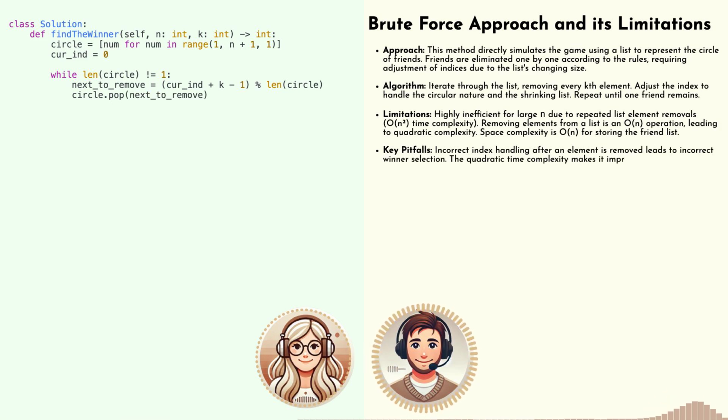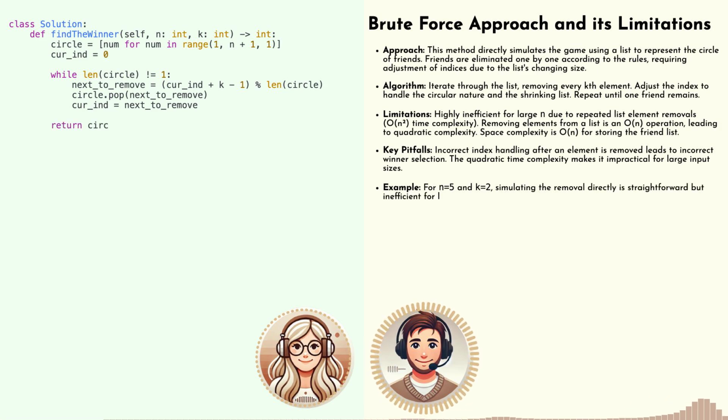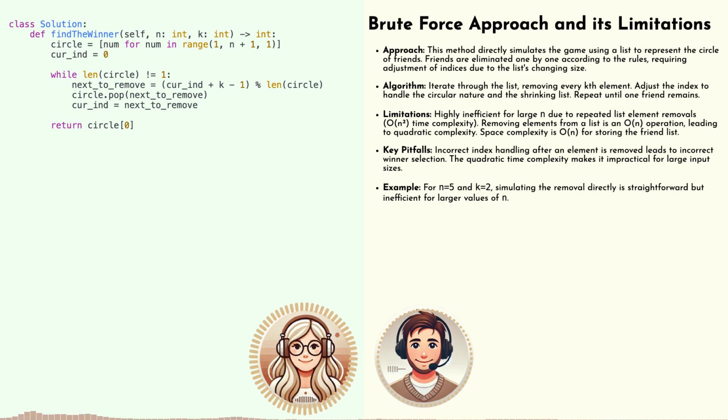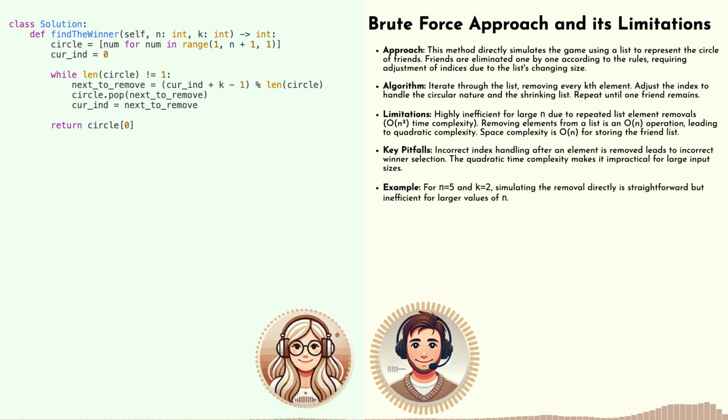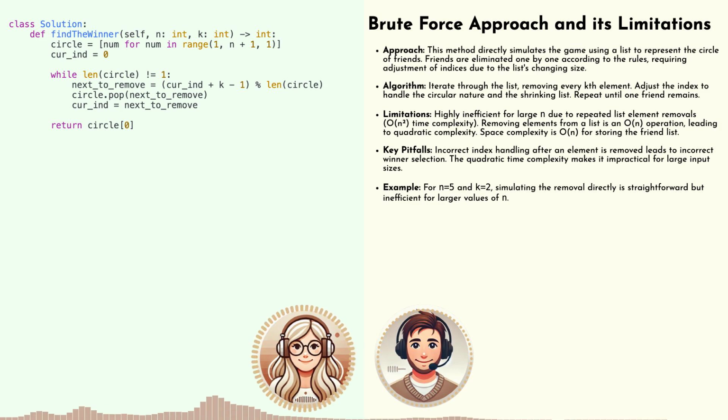So if we were to manually play this game, how would we actually keep track of who's in and who's out? We could use a simple list to represent our circle of friends. Initially, this list would contain numbers from 1 to n, representing each friend. Okay, so as we eliminate someone, we just remove their number from the list. Exactly. And then we need to adjust our starting position for the next round, making sure we continue counting from the person next to the one who is eliminated. Makes sense. So we keep doing that until only one number is left in the list, and that's our winner.